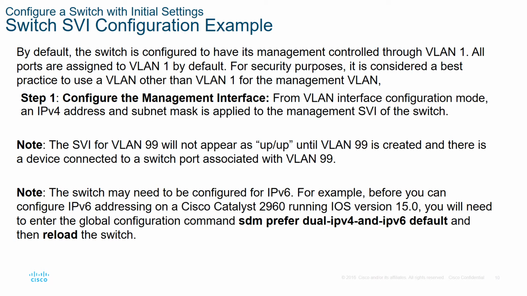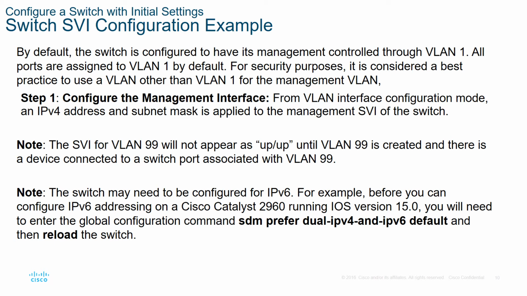To configure the management VLAN, first we have to create the management VLAN. So how to create it? For example, I want to assign the ID 99 for the management VLAN. I want to create VLAN 99 as a management VLAN. So first I have to create VLAN 99. The next line, we have to assign the name management. So the management VLAN is created.